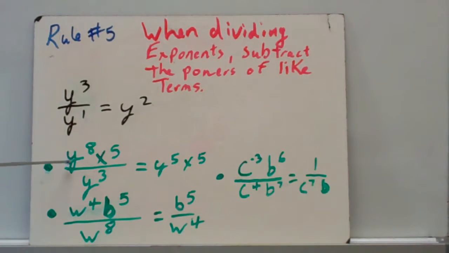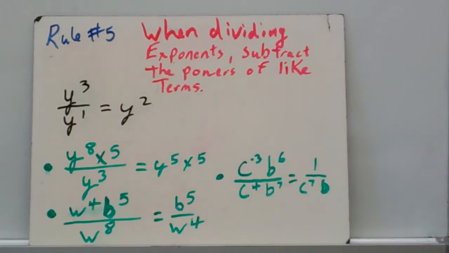On a second example, we have y to the 8th, x to the 5th, over y to the 3rd. My like bases are my y's again. And I have y to the 8th and y to the 3rd. So when I subtract them, I am left with y to the 5th, and I have nothing to affect the x to the 5th there, so my answer for that one is y to the 5th, x to the 5th.